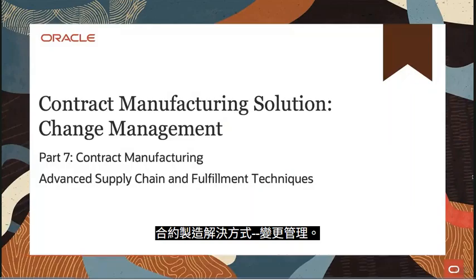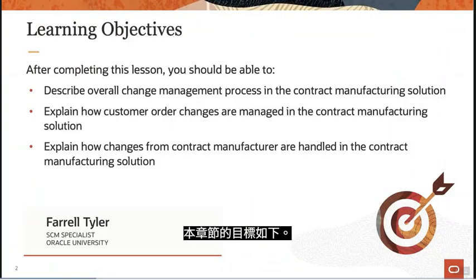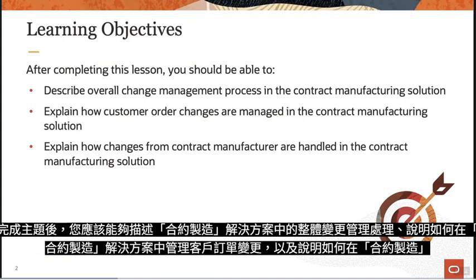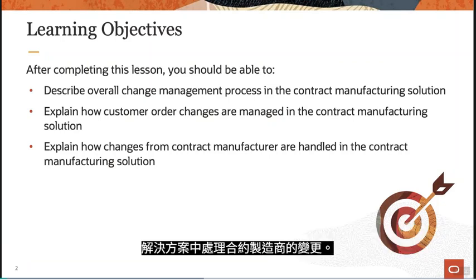Contract Manufacturing Solution, Change Management. Our objectives for this lesson are as follows. After completing the topics, you should be able to describe the overall change management process in the contract manufacturing solution, explain how customer order changes are managed in the contract manufacturing solution, and explain how changes from contract manufacturer are handled in the contract manufacturing solution.